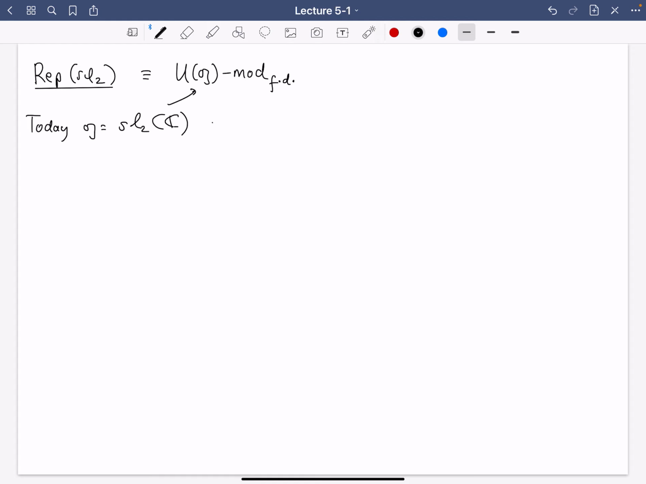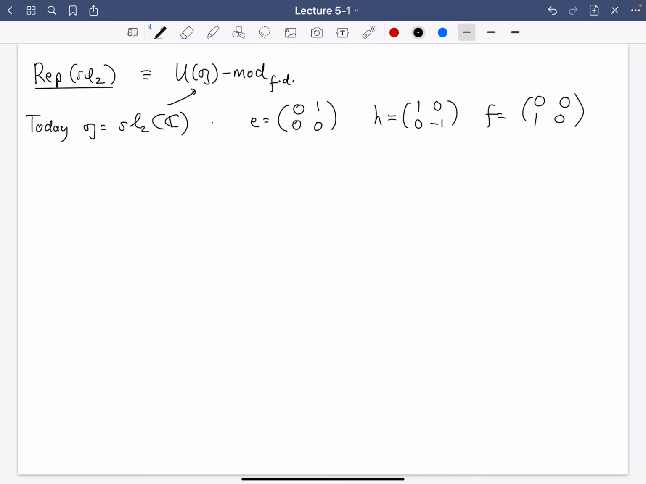Okay, so that's what we're going to do. We're going to totally understand this category of finite dimensional SL2 modules. So let's see, we need to actually make some calculations today. We haven't done so many of those. So we're going to use the basis that I've given you before for this Lie algebra: E, H, and F.